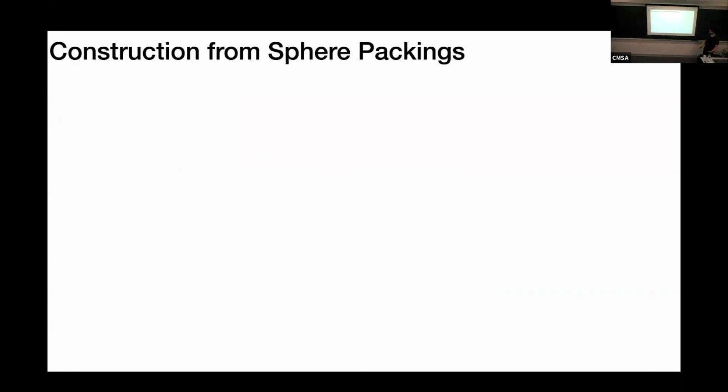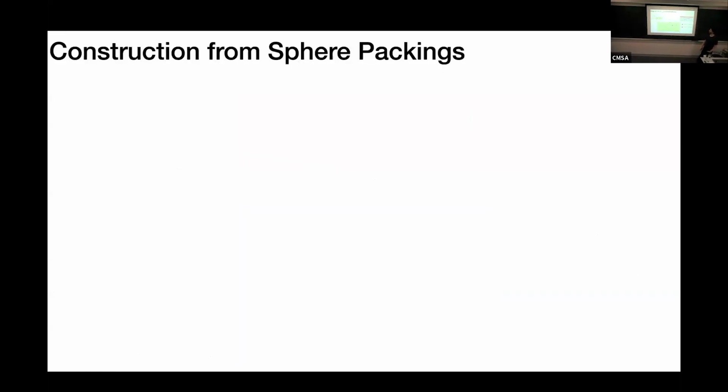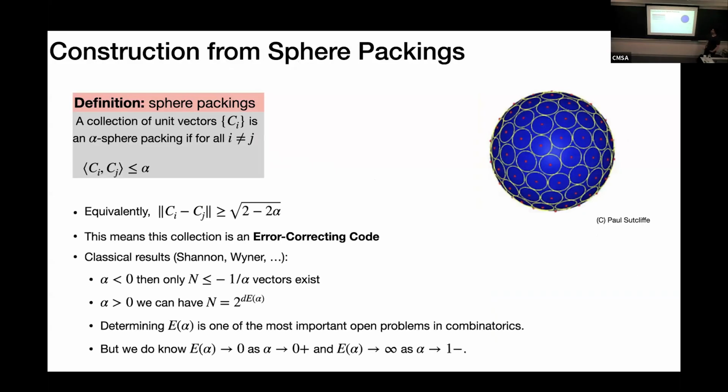All right. So how do we get this green region where there are exponentially sized configurations or constellations? Well, there's a connection to sphere packings. So a sphere packing is just a collection of points where the inner product between any pair of them is bounded above by alpha. So this is an error correcting code.